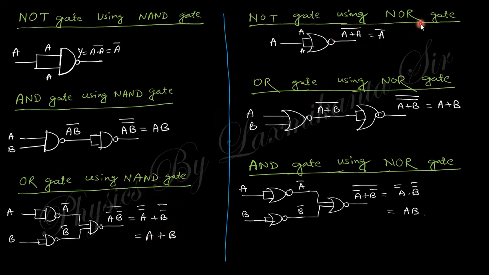Similarly, the NOR gate can also make the NOT gate, OR gate and AND gate like that. So this is A plus A, that is A bar. This is A plus B bar, and bar is A plus B, and this is AB. So using NAND gate or NOR gate, you obtain the three primary gates: AND gate, OR gate, NOT gate. That's why the NAND gate or NOR gate is known as the universal gate.